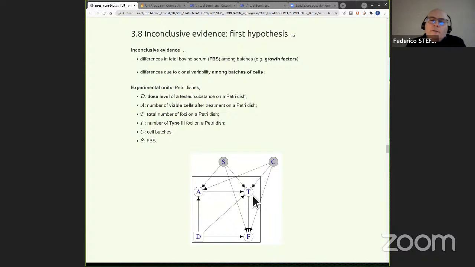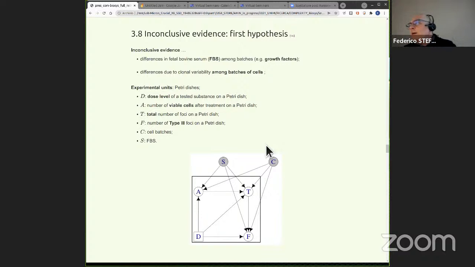We now are ready to formulate a first hypothesis about inconclusive evidence. We imagine that differences in fetal bovine serum among batches are present, and differences due to clonal variability are also present. This may happen because fetal bovine serum contains a lot of important substances like growth factors, which are known to enhance cell replication and possibly transformation. Clonal variability might also explain differences observed when inconclusive evidence occurs.